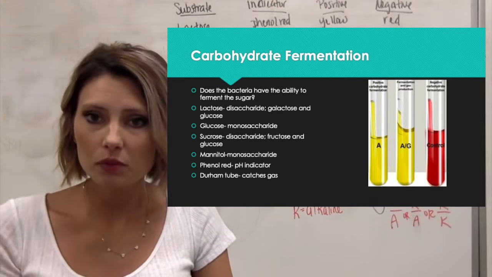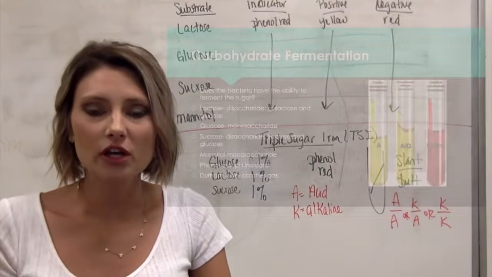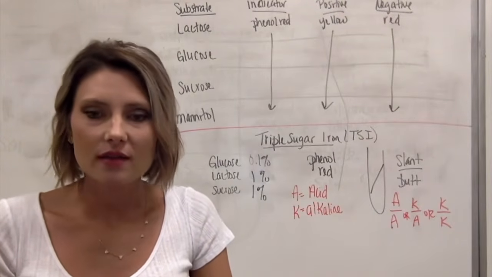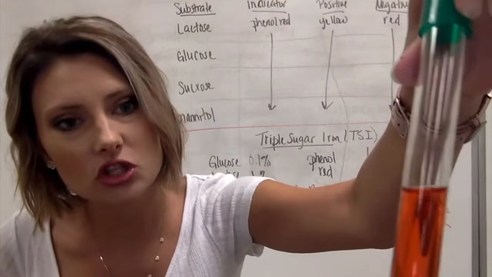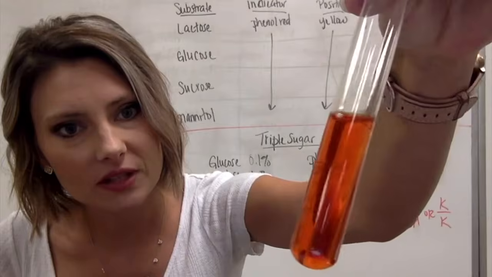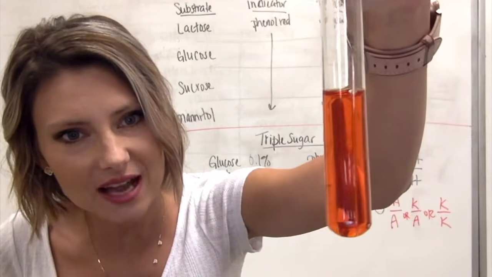You get a yellow tube that's positive for fermentation. That bacteria can ferment that sugar. You get a red tube, negative for fermentation. That bacteria cannot ferment that sugar. Now, you'll notice that there was something else in the tube. So you can see that little glass tube that's on the inside of there.